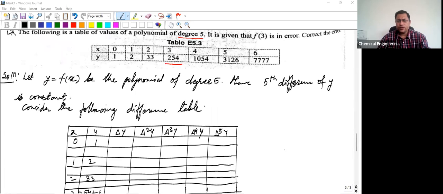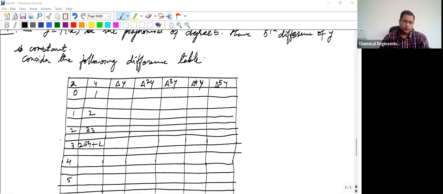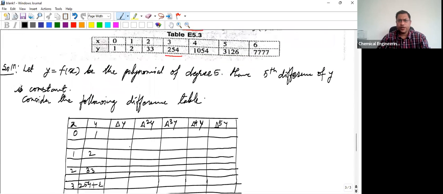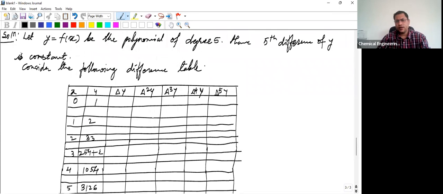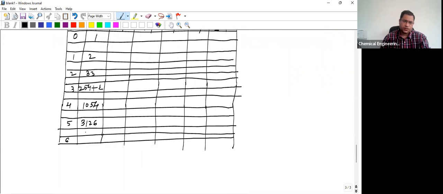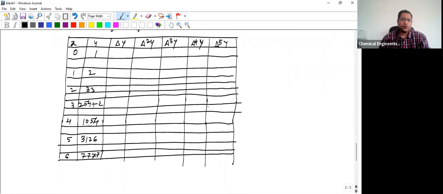What are these values? 1054, 3126, and 7777. Now let us calculate the first difference. So it is going to be 1. The second difference is 31. This difference you have to calculate. So please calculate this table till the fifth difference.